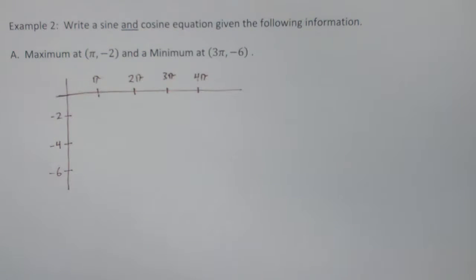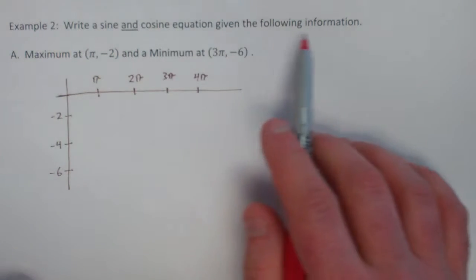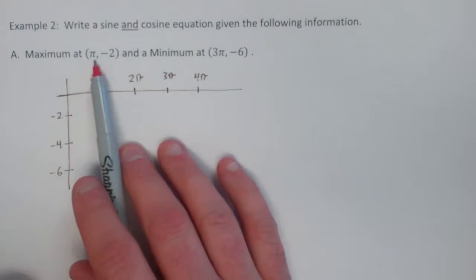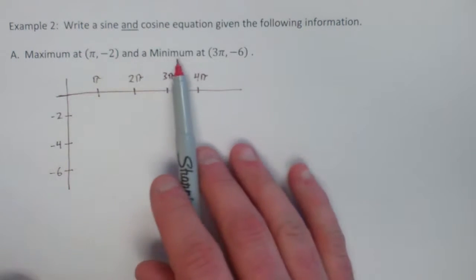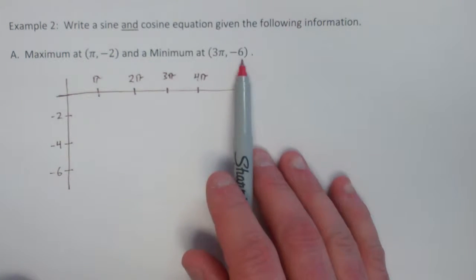In example 2, part A, we need to write a sine and cosine equation given the following information. We know there's a maximum that occurs at (pi, -2) and a minimum at (3 pi, -6).